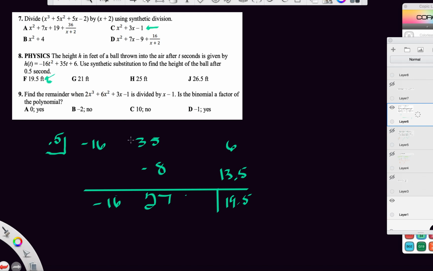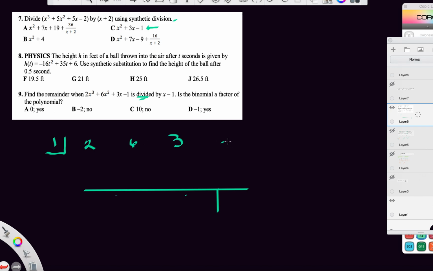So let me get back to square one. I'm just going to keep talking. Find the remainder when 2x cubed plus 6x squared plus 3x minus 1 is divided by x minus 1. Now, we're dividing, so we're going to go back up here and use synthetic division. Now, if I'm dividing by x minus 1, I'm going to put a plus 1 up here. And I'm going to put my 2 here, my 6 here, my 3 here, and my minus 1 here.